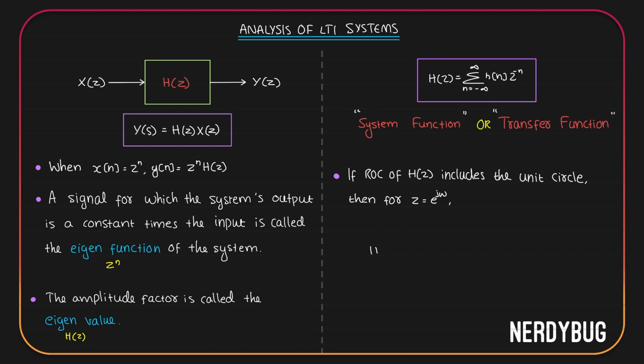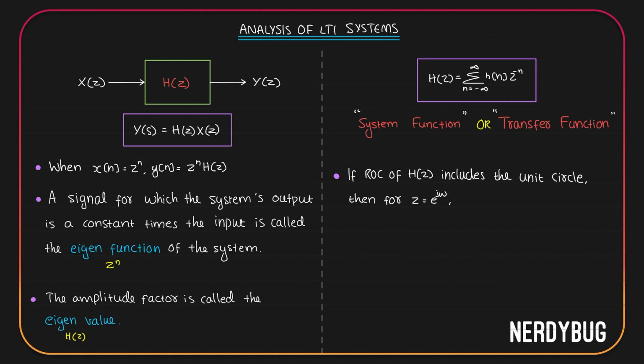In that case, h of z becomes summation from n equals minus infinity to infinity h of n. Z is e raised to j omega. E raised to j omega to the power n will be e raised to j omega n. But this is actually the expression for Fourier transform of h of n.